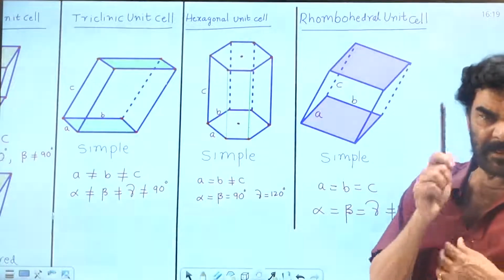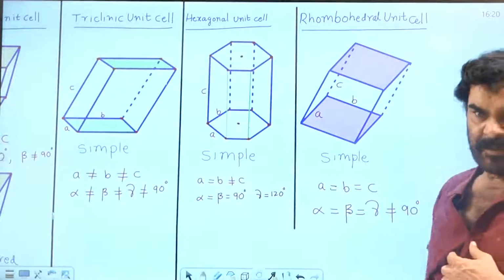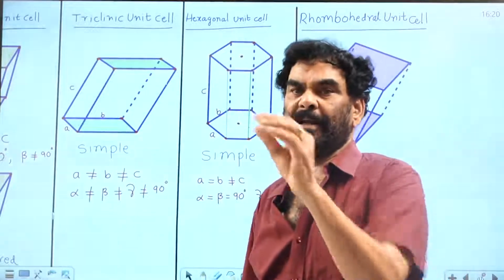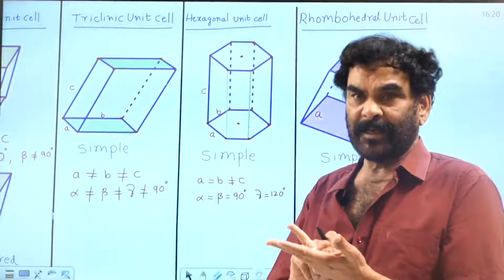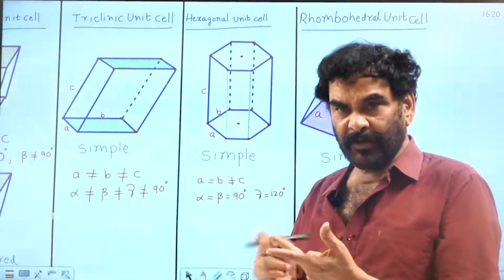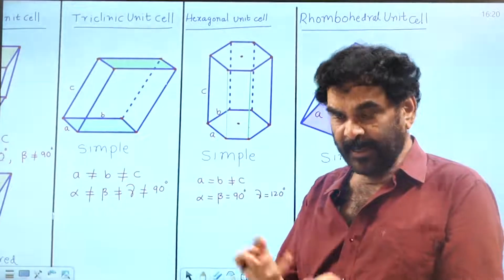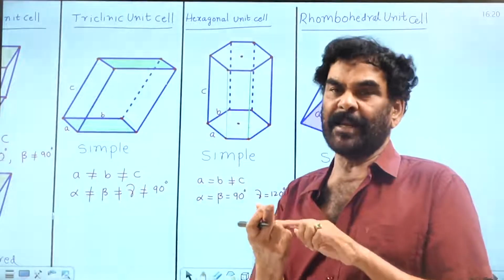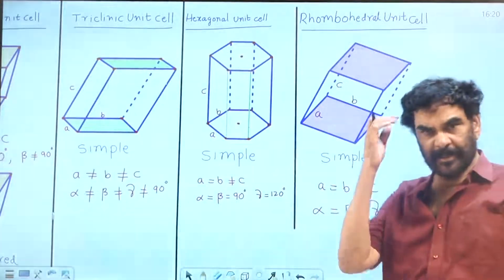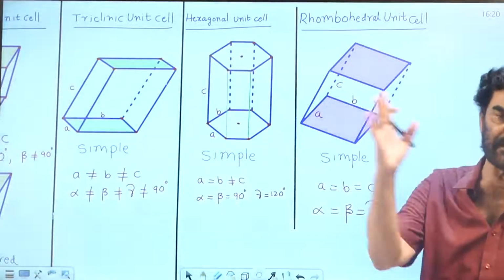Now, based on the cell parameters, axial lengths and axial angles, the unit cells are classified into 7 types. First, the cubic unit cell. Second, the tetragonal unit cell, then orthorhombic, monoclinic, triclinic, hexagonal, and last, the rhombohedral. So crystal systems are divided into 7 types, based only on the cell parameters.